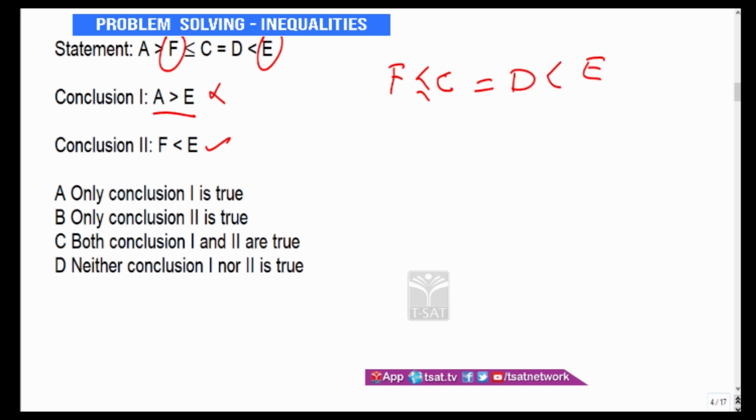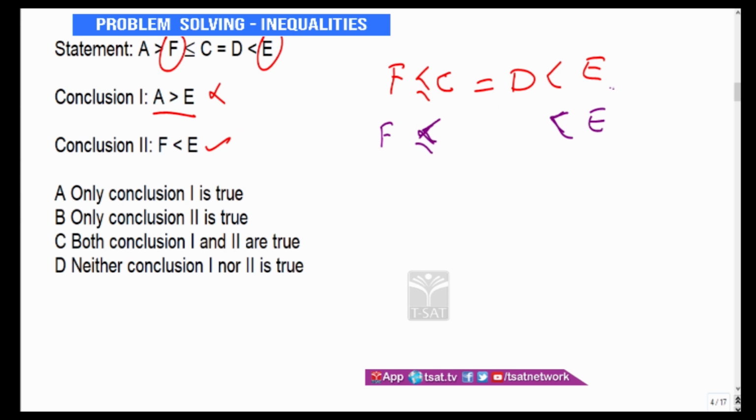I said that, see the greater than symbols. All the greater than symbols are towards E. So here also the greater than symbol is towards E. Here also the greater than symbol is towards E. It is greater than or equal to, but it doesn't matter. The symbol is always showing to E, here F, here, and all are facing towards E. That is the reason conclusion 2 will become correct.